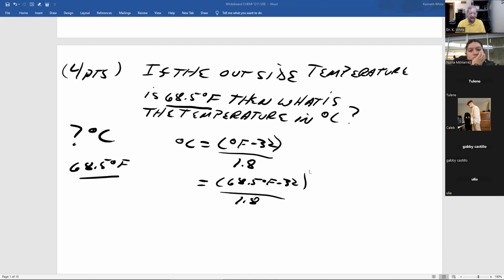Clear my calculator. Remember, do the subtraction first. And my calculator, I'm not going to write the whole thing out. And a lot more sevens after that. And that's how you do it.